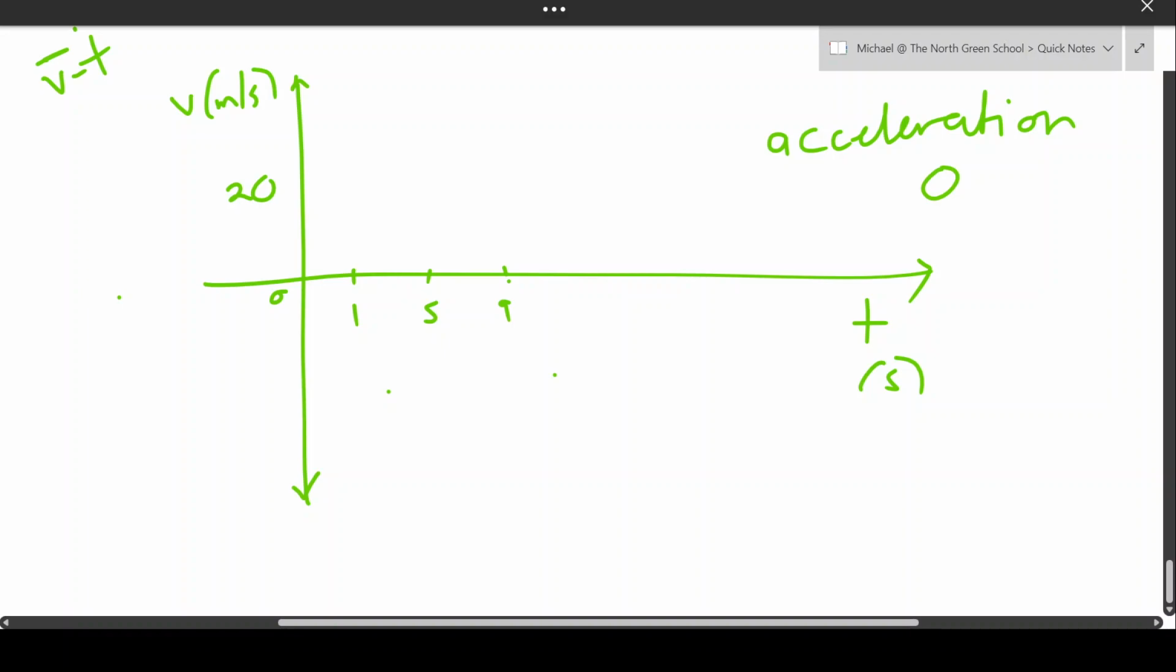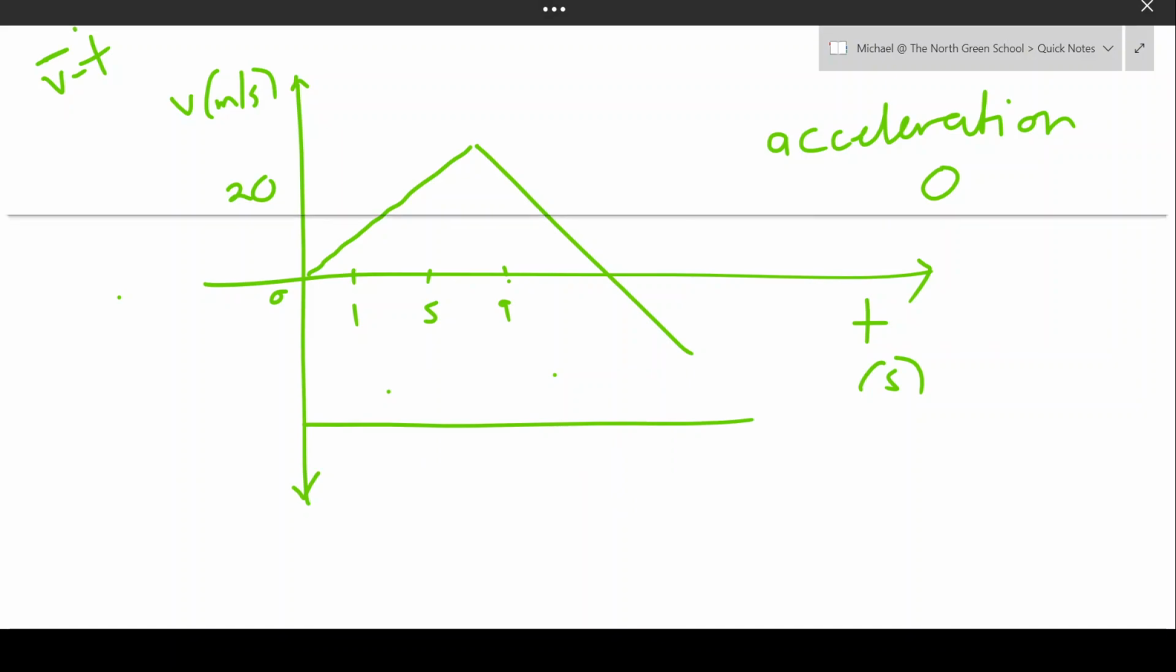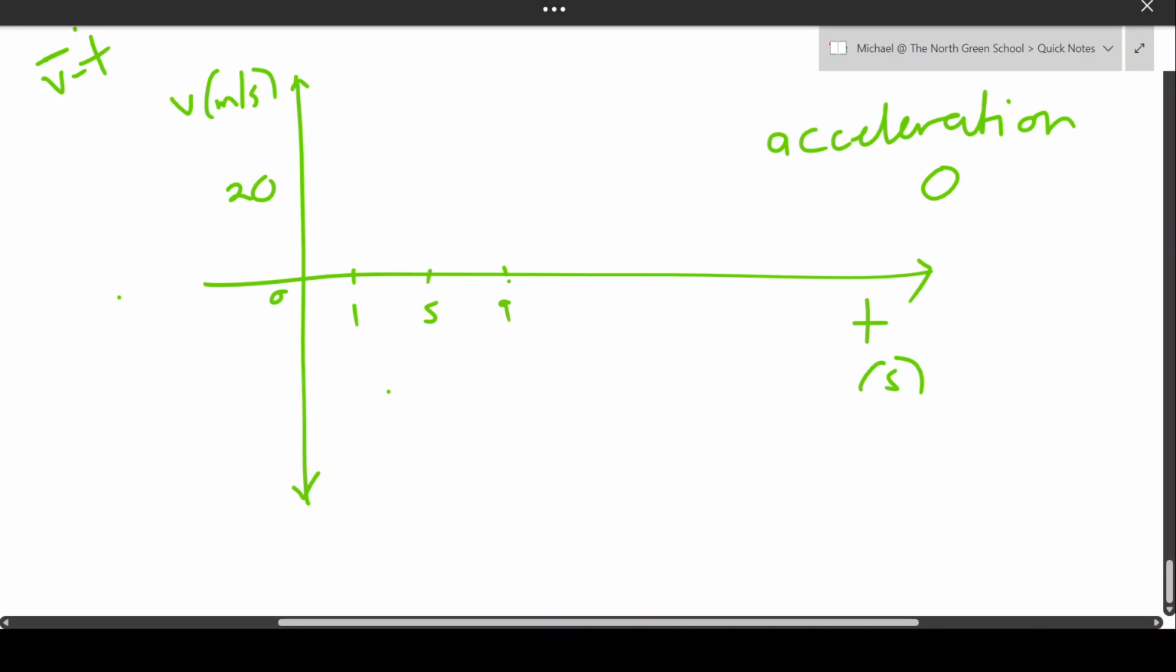So if you have a constant gradient, that means a straight line, that means you have a constant acceleration. That's constant acceleration. This is constant acceleration. That is constant acceleration. But in addition, something important to see here is that we have a negative part and a positive part. What does this mean?